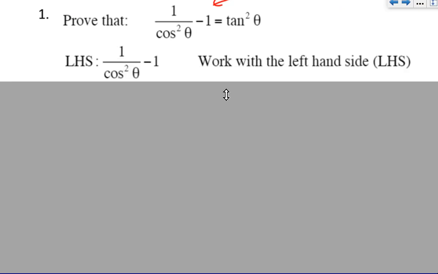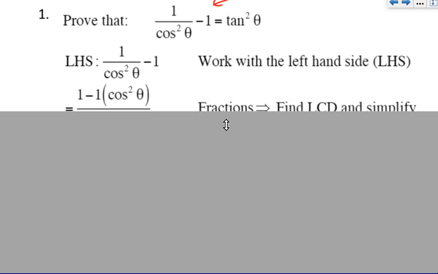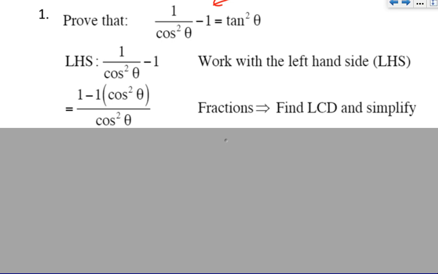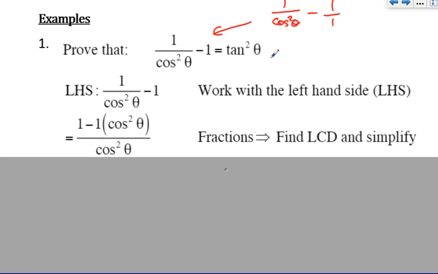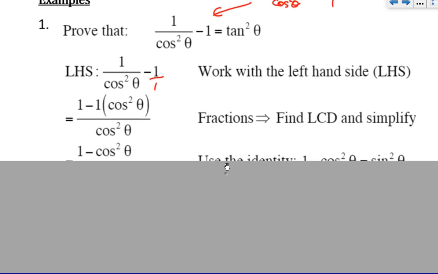Alright, so let's go through it. We work with the left hand side, and this is the explanation I'm trying to give you. Why do we have this situation? Well, the LCD of cos squared theta and 1 is cos squared theta. 1 goes into cos squared theta 1 times, the top is 1. 1 over 1, 1 goes into cos squared theta, cos squared times the top. That's the explanation here. When you multiply this out, you're going to get 1 minus cos squared theta.